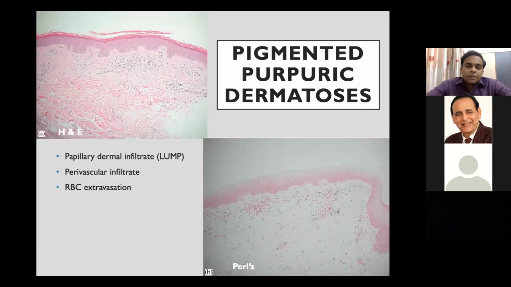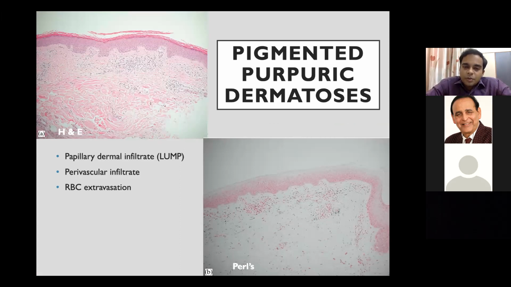So pigmented purpuric dermatosis is again a pigmented disorder. Basically, you do a biopsy only when you have other very aggressive thoughts. Let's say you are thinking of a lymphoma, or Kaposi sarcoma, or some other sinister disorder. Then you will end up biopsying them. Otherwise, PPD is something which we commonly see in our OPDs.